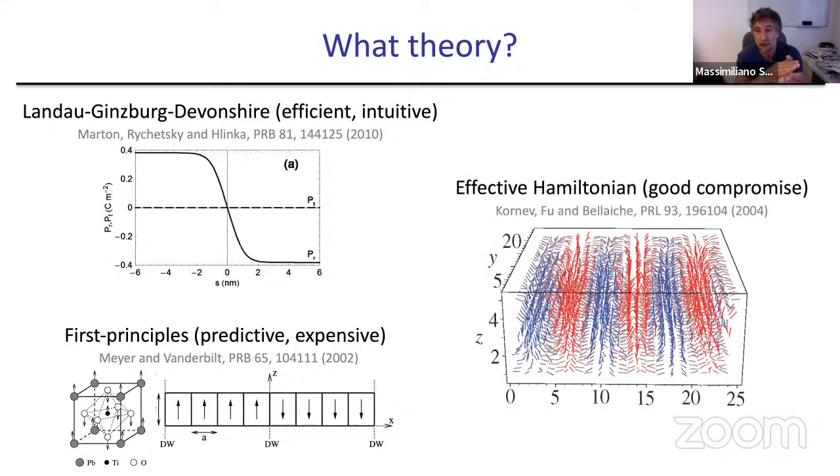So a good compromise between the two is the effective Hamiltonian approach, on which Laurent Bellaiche has worked a lot in the past 2 decades or so. And this constitutes a sort of coarse graining of the first principles Hamiltonian, getting the most relevant degrees of freedom and extracting their interaction and building a model that still has the first principles accuracy, but on the other hand, can be used to tackle more complex structures. And this is a good compromise between the two.